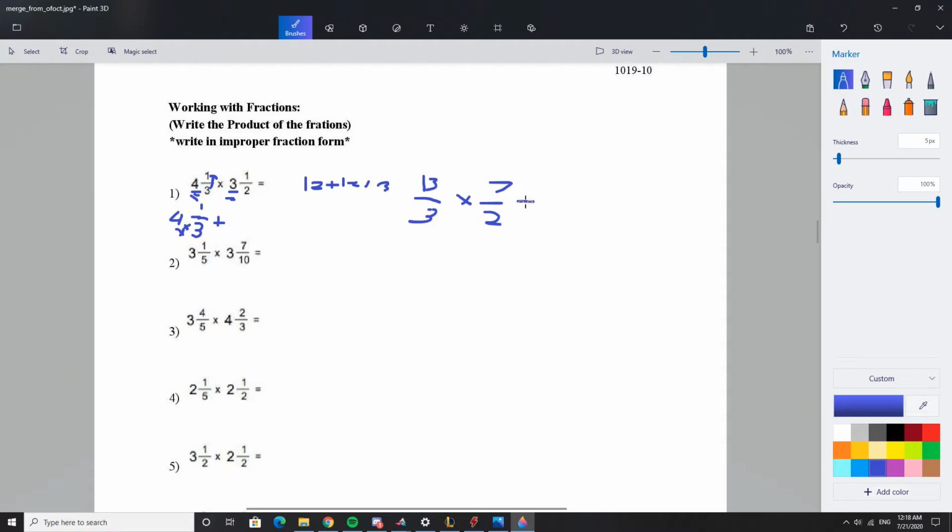And for multiplying fractions, it's very simple actually. You don't have to do any of the same denominator kind of thing that you have to do with addition and subtraction. You can just go straight across. So in this case it would be 6 on the bottom, and 13 times 7 is, give me a second, 91. So 91. This is your answer. You don't have to change it back to this form.